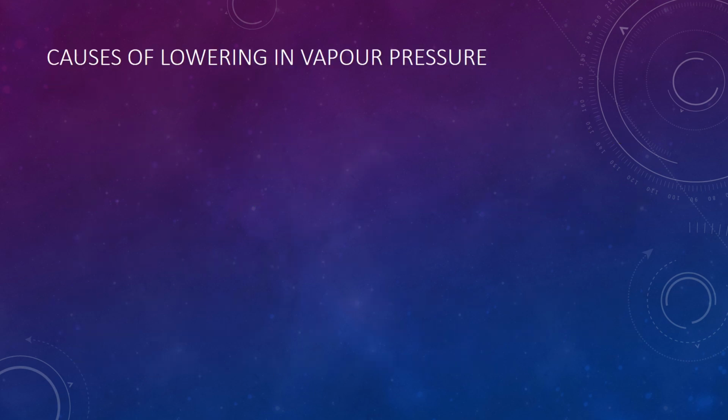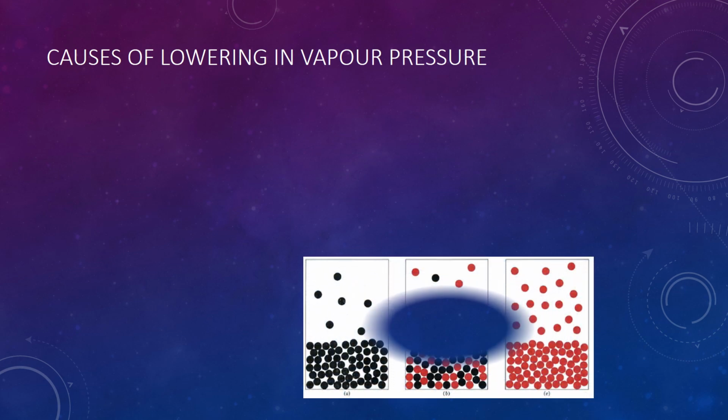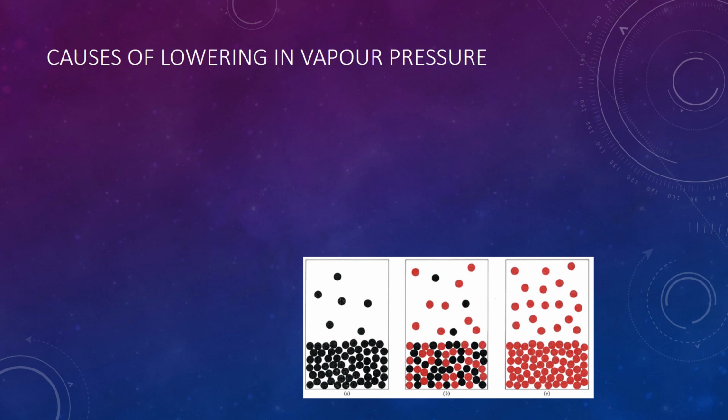Now, what are the causes of lowering in the vapor pressure? Why does the vapor pressure of the solvent in the solution decrease? Here you can see there are three cases. In one, there are the pure solute particles. These are the pure solvent particles. And when the solute and solvent particles are mixed together in the solution, in red color you can see the solvent particles, and in black color the solute particles. So it is pure solvent, pure solute, and the solution.